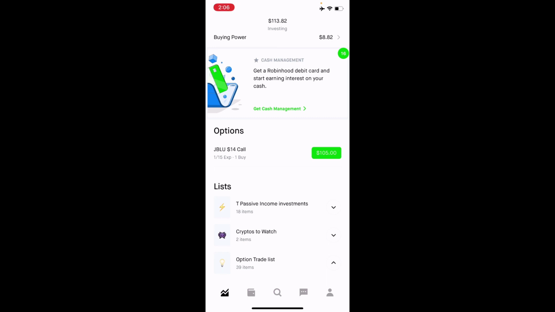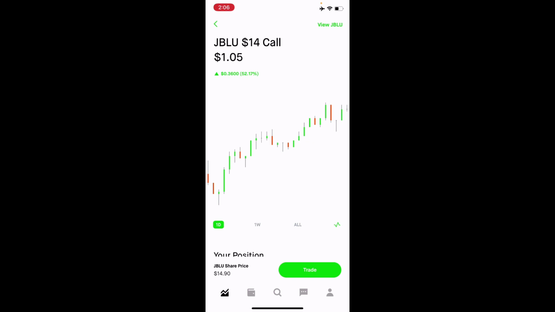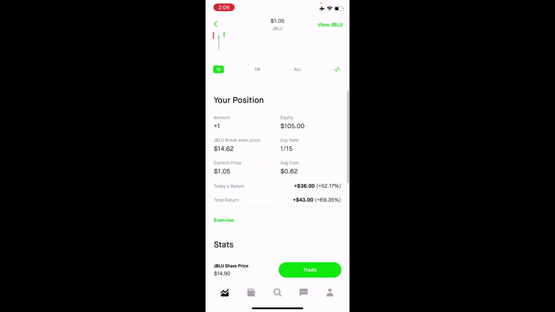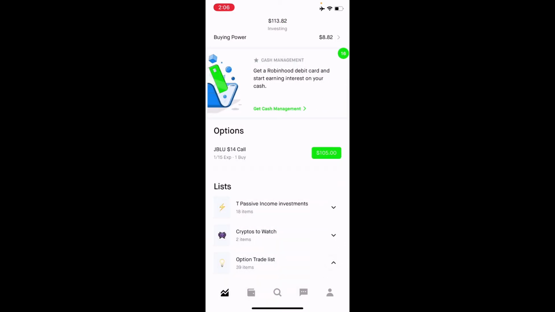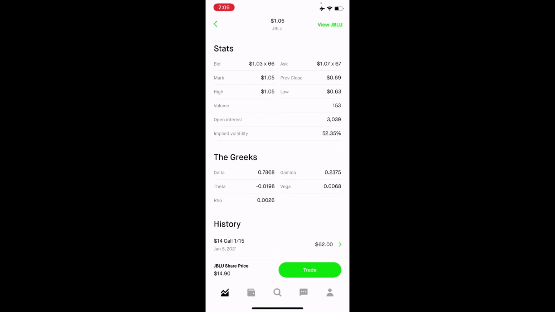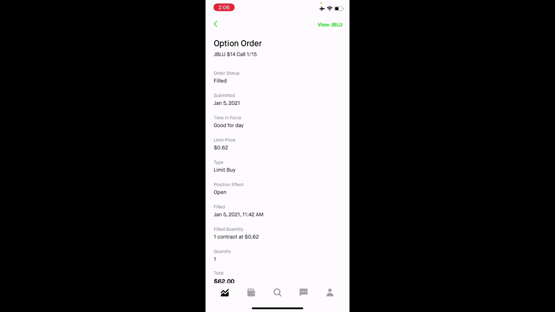So this particular contract, as I scrolled a little down, you see where it says option. That's JBLU. That's an actual trade that I did with the option trade. And I'm going to show you what that was prior to me taking it. Let me go ahead and click on that. So I took it for a $62 investment. If you look under history, you'll see that I got one contract, which is 100 shares, for 62 cents each share. Which is basically $62.